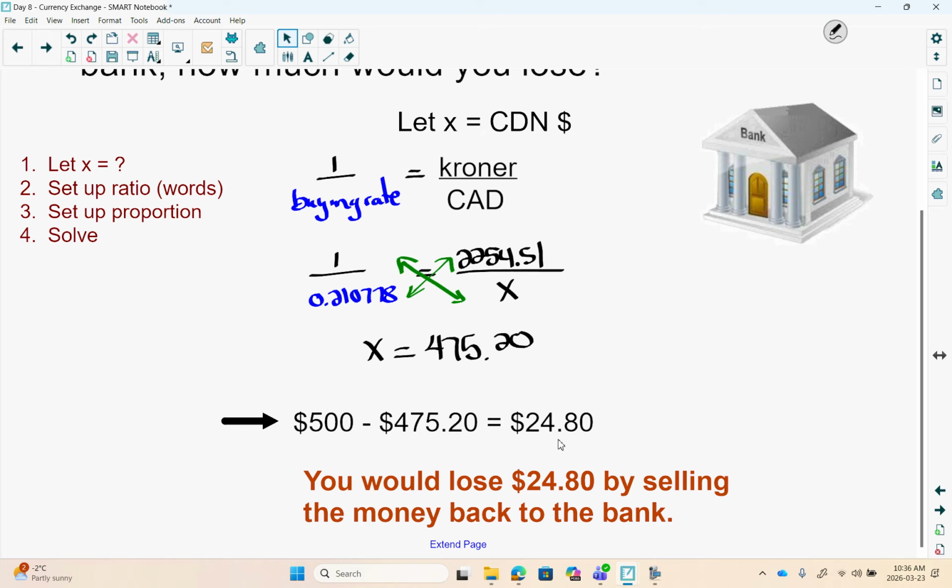Cool? The bank is going to make some money on that transaction. The bank's always going to come out ahead. Now, ideally, you should just be able to walk back down to the bank, take your Danish kroner, and get your $500 back. Banks are greasy like that.